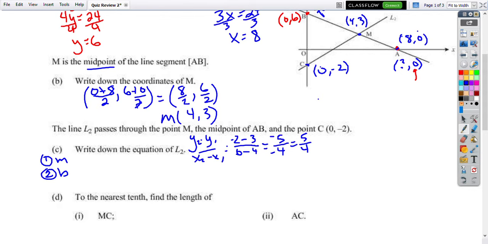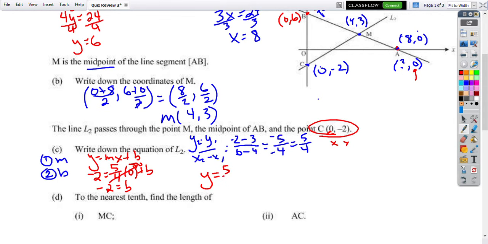Now we want to find b, so we're going to take this point, which is on the line, point C, and we're going to plug (0, -2) in for x and y. So y equals mx plus b, and we're going to plug in. So we got -2 is equal to the slope, which is 5/4, times 0 plus b. And this is just going to give us 0 right here, okay? So we get -2 is equal to b, which makes sense because the y-intercept is supposed to have 0 as the x there. So our final equation is y is equal to 5/4 x minus 2, and that's in slope-intercept form.